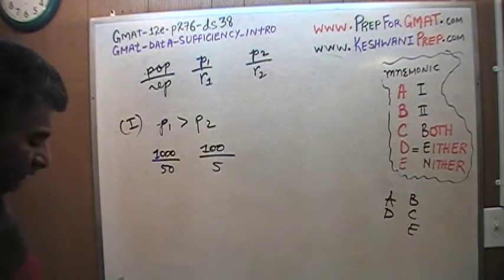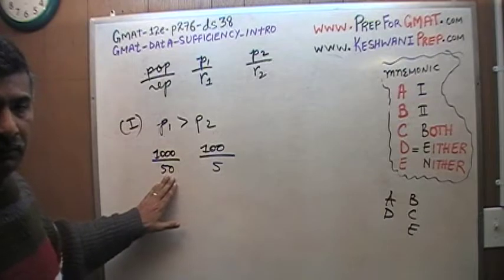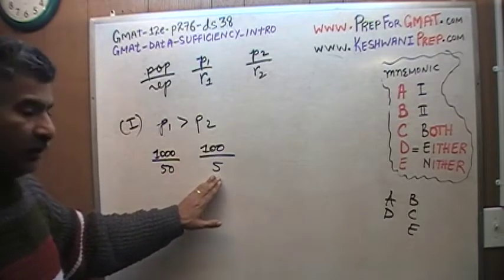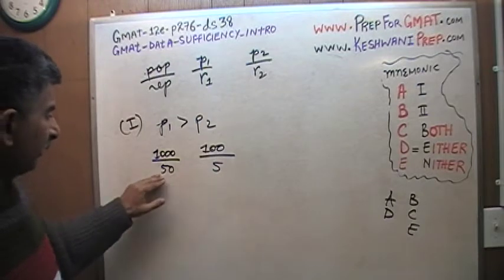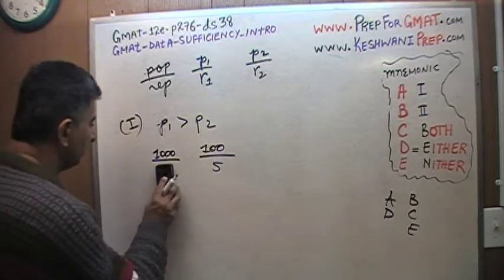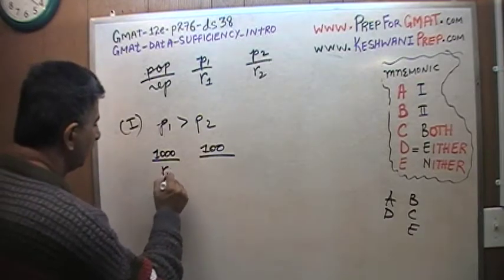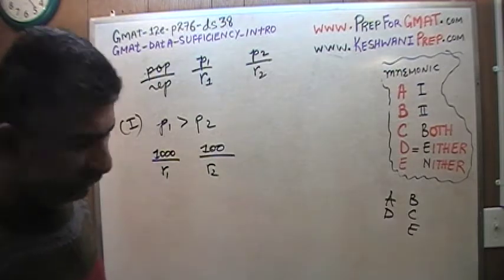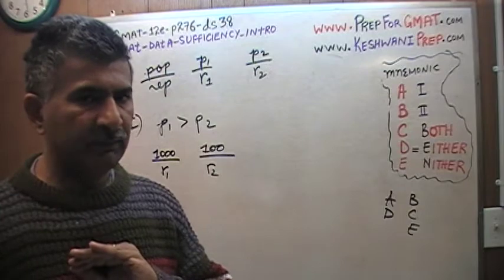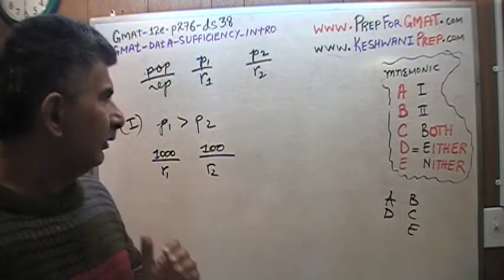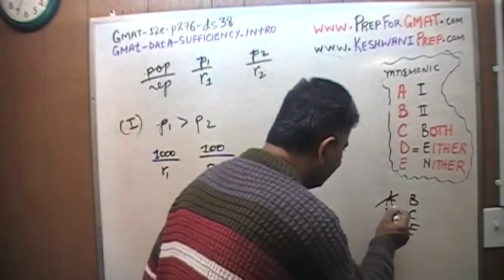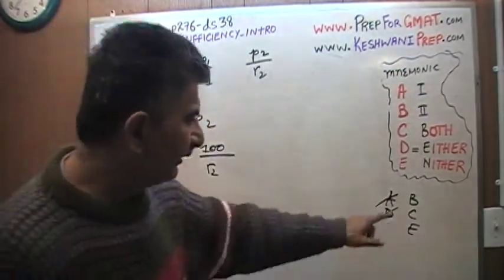On the other hand, if R1 is more than 50, then this ratio will be greater. Or if R2 is more than 5, say this is 50 and this is 6, this ratio will be greater, because we do not know what R1 and R2 are. Therefore we cannot tell which ratio is greater based solely on the information given in statement 1. Statement 1 is not enough by itself to answer which ratio is greater. Therefore we know now that the answer cannot be A, nor can it be D. The answer would have to be either B, C or E.